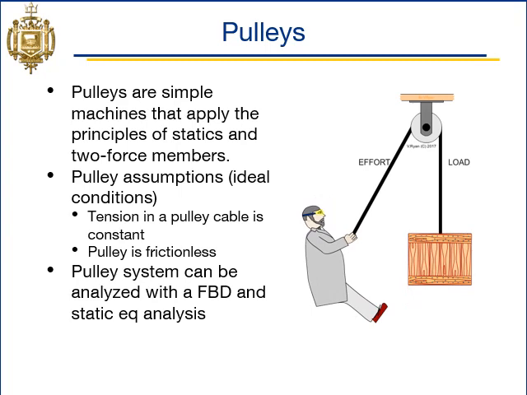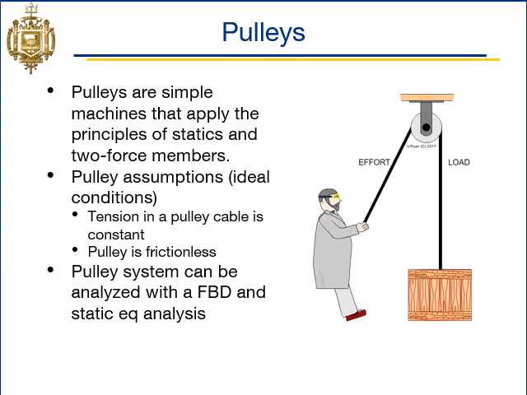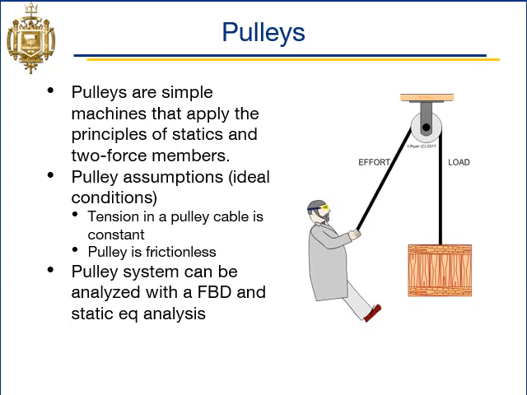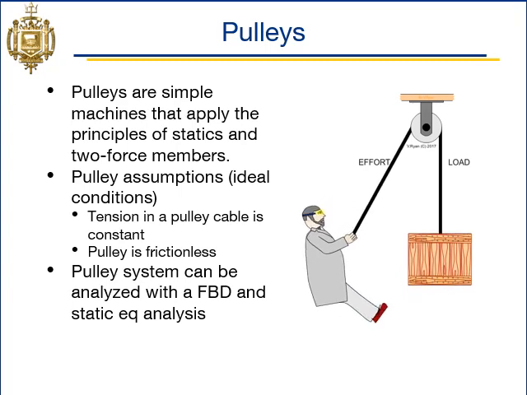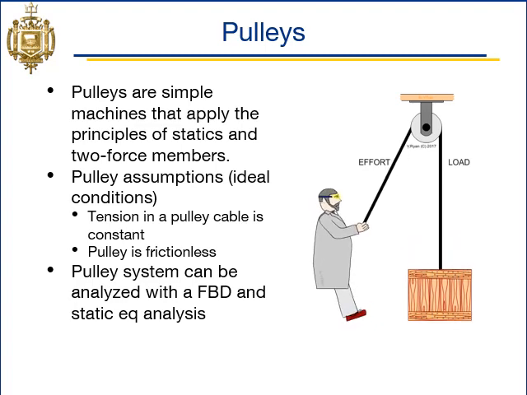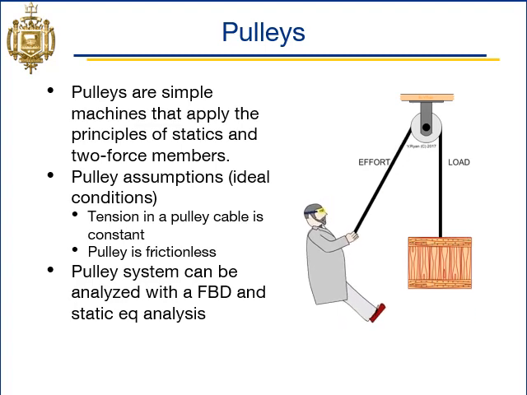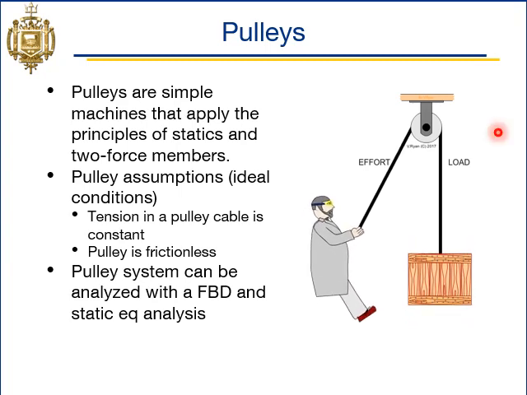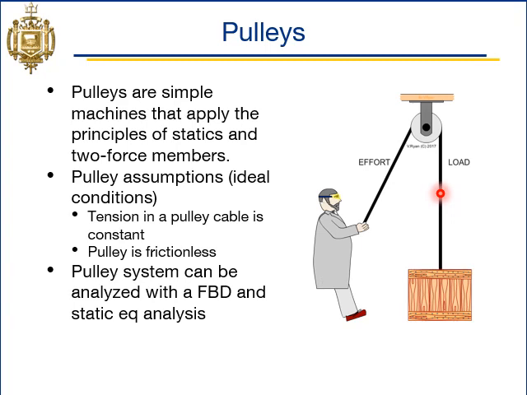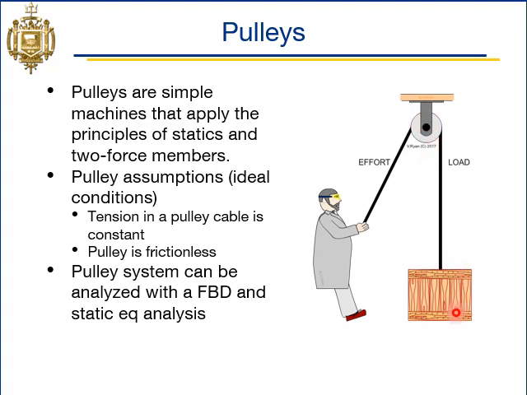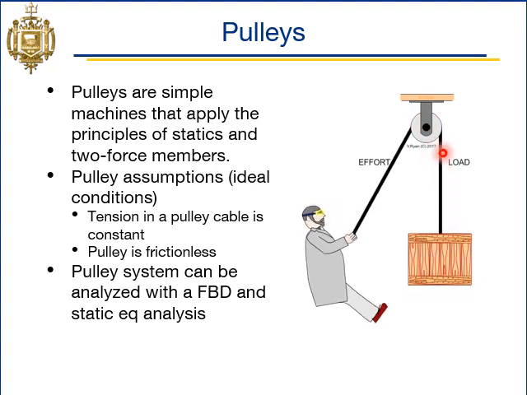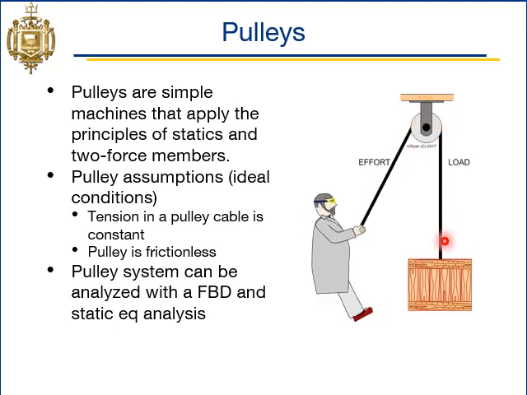So an application of two-force members in statics are the simple machines called pulleys. Pulleys are simple machines that can be analyzed using static equilibrium analysis. Some assumptions in pulleys: we're going to say that the tension in any pulley cable is going to be constant across the cable. So in this picture we have here to the right, the professor is pulling on this cable, which runs over this pulley and then it's connected to this box here. So the tension in this cable is constant throughout. So this is a two-force member.